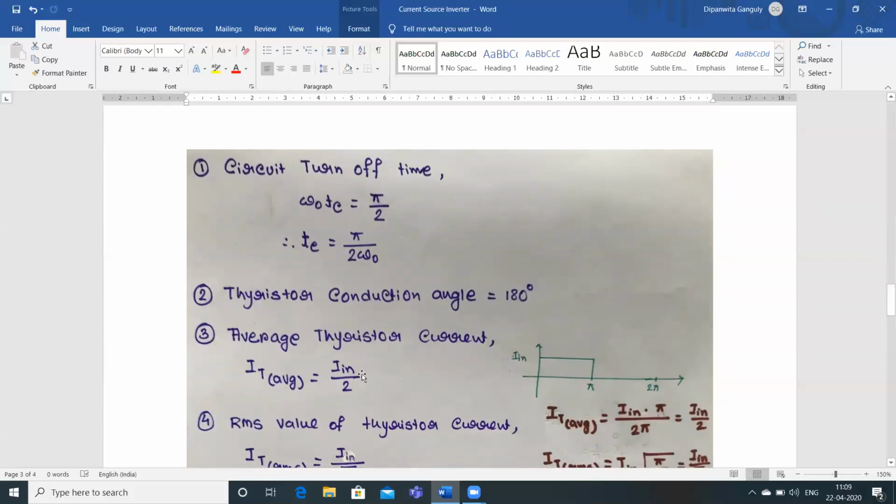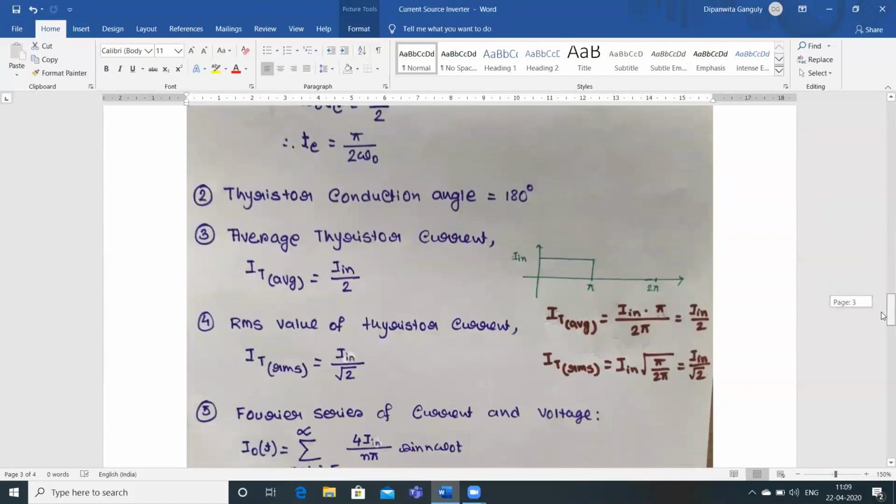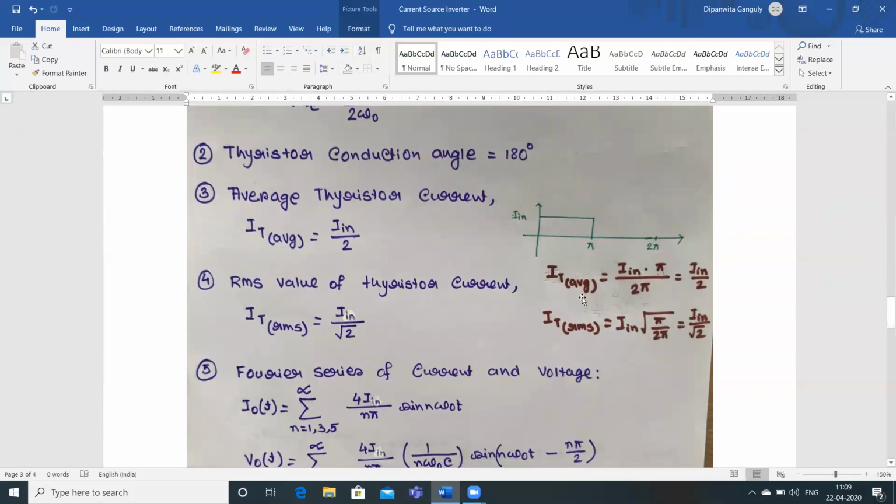Now the average thyristor current. This is the output current waveform, input current waveform. So thyristor current is input as well as output current, both are same. So this is a square waveform. If you are asked to find the average current, the average thyristor current will be equal to I_in by 2 pi. 2 pi means the total time period is 2 pi into pi, because I_in is present up to pi. So we are getting I_in by 2.